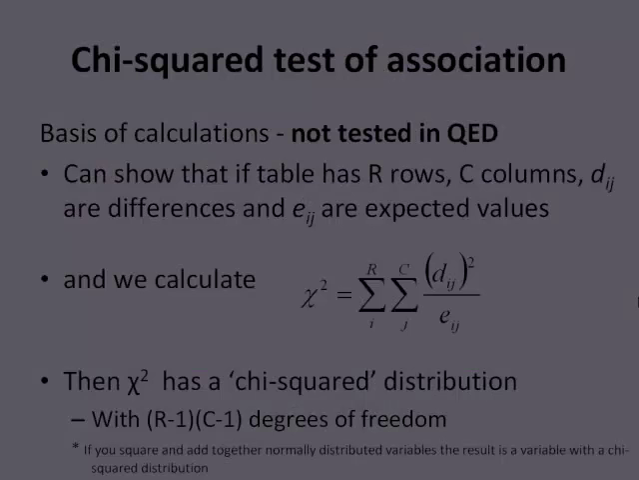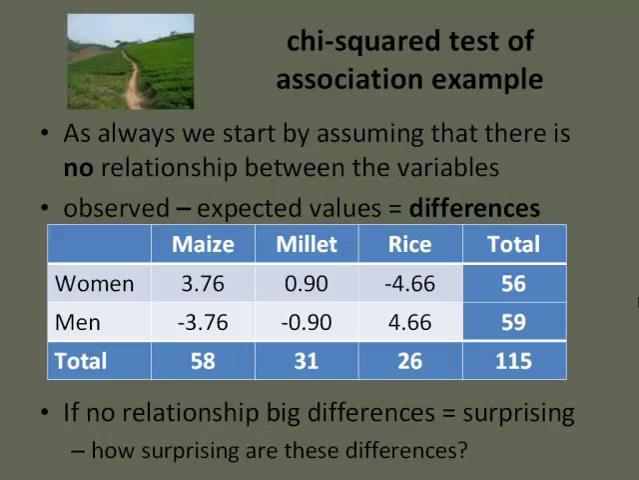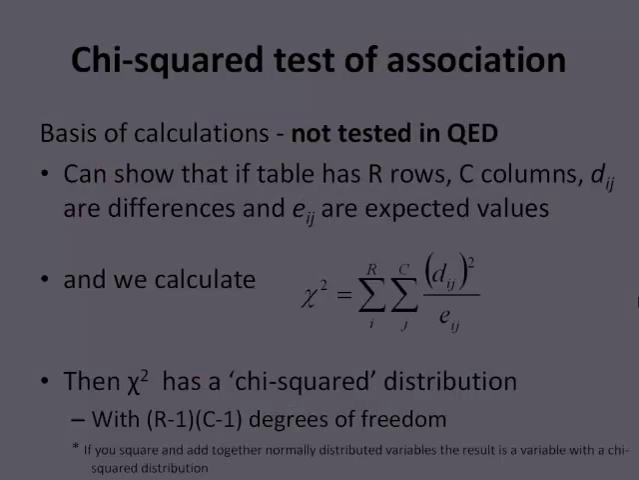And this is the bit we're not going to test you on. If you get all the differences, square each difference and divide by the expected value, then add them up. That gives you something which follows what's called a chi-squared distribution, which is just another random variable distribution. In fact, if you take a normal distribution and square it, you get the simplest chi-squared distribution.